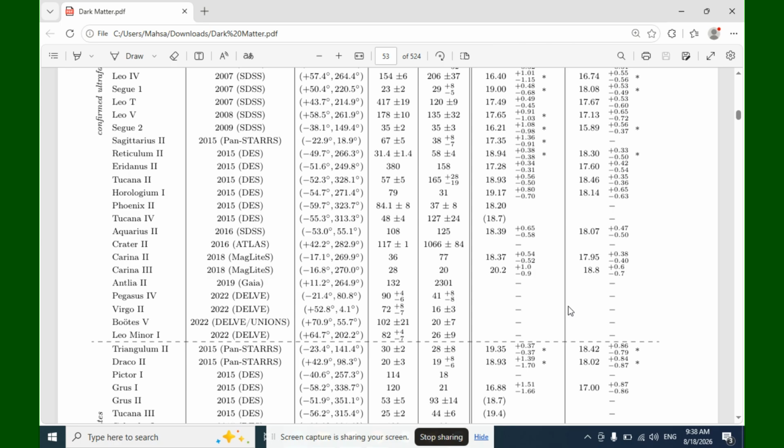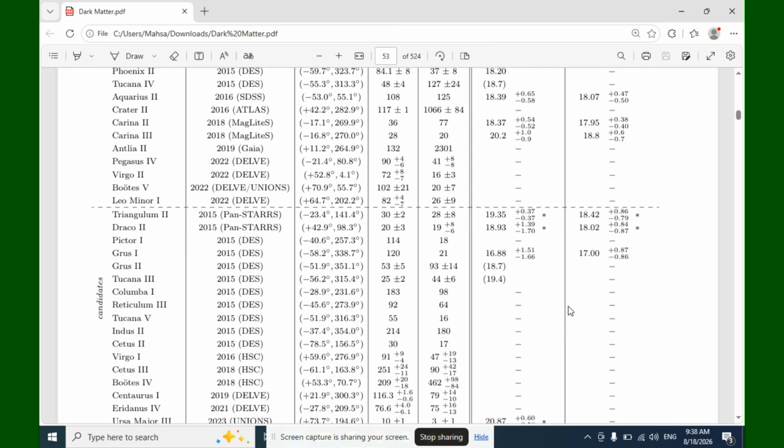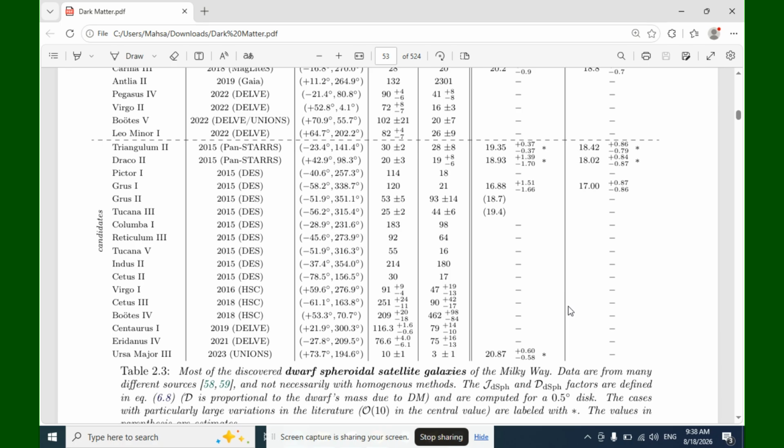Bootes 5, Leo Minor 1. And the candidates are Triangulum 2, Draco 2, Pictor 1, Grus 1, Grus 2, Tucana 3, Columba 1, and Reticulum 3, and Tucana 5, Indus 2, and Cetus 2, Virgo 1, Cetus 3, Bootes 4, and Centaurus 1, and Eridanus 4. And the last candidate's name is Ursa Major 3.